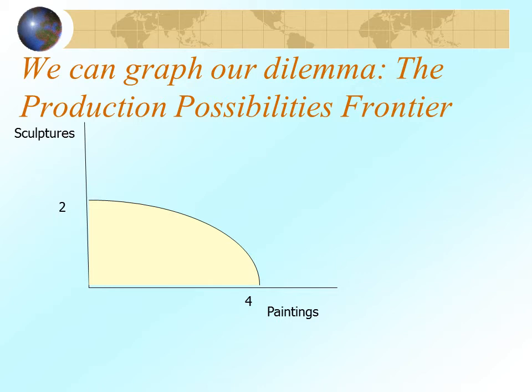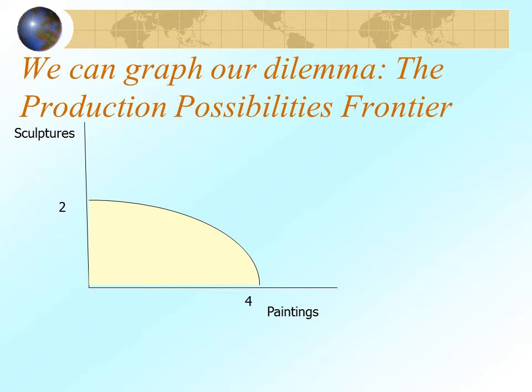And we can graph our dilemma, and we're going to be using a lot of graphs in this course. Here I looked at two crafts, sculptures and paintings. And I think most of you, even if you're not art majors, can appreciate that it might take a lot longer to make a sculpture than a painting. At least I'm assuming that. I could be completely wrong.